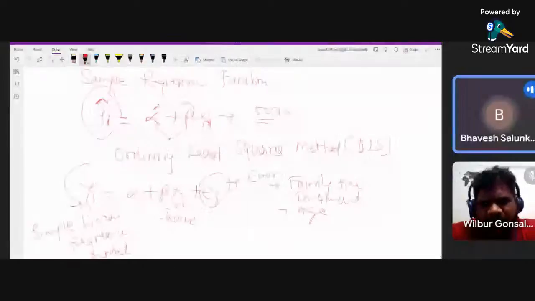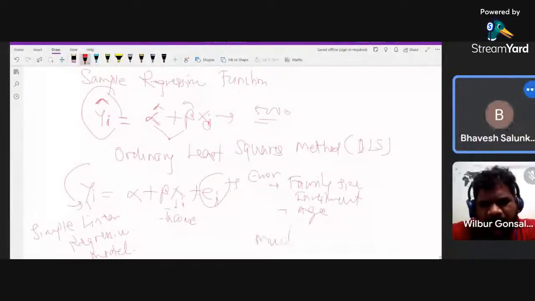The moment I add an additional variable, my model becomes a multiple linear regression model, because I have more than two variables in the model. So it will be a multiple linear regression model. I'll come to that a little later. Let us first understand this.